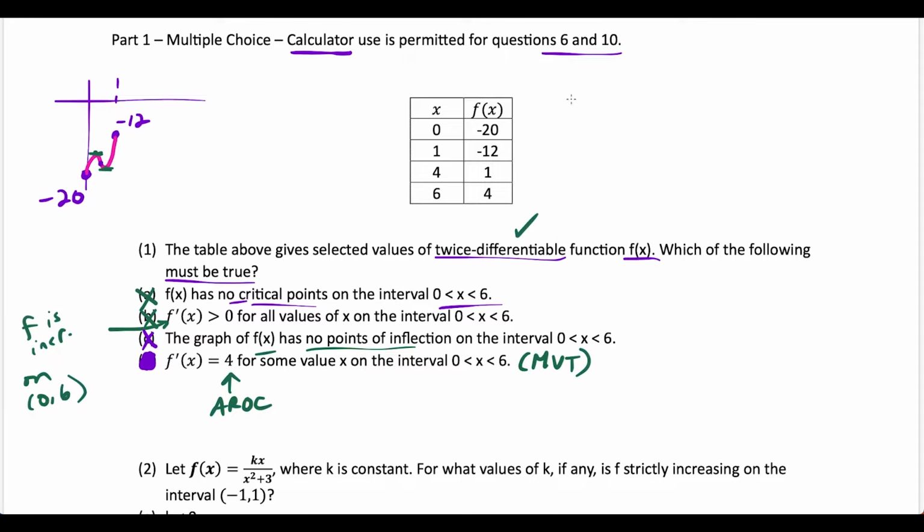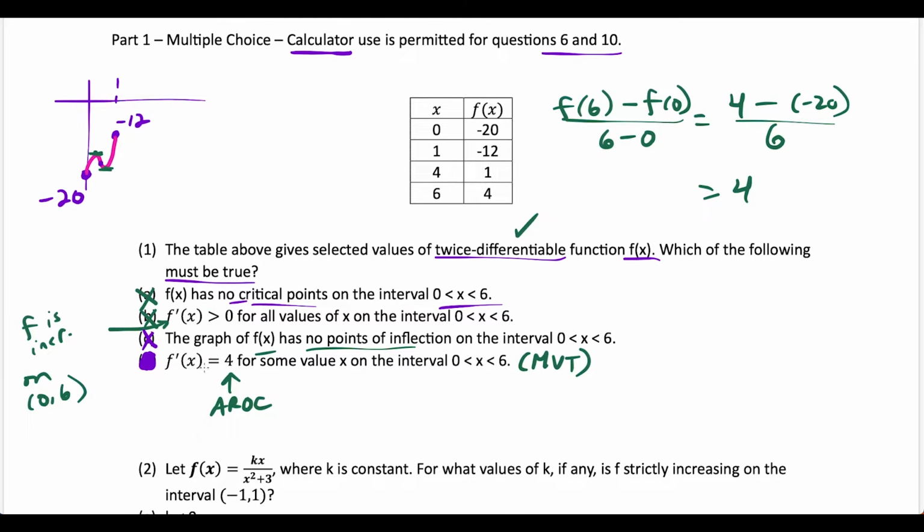And if we just wanted to verify here, we could find the average rate of change, f of 6 minus f of 0 divided by 6 minus 0. And now just use the table, we're going to have 4 minus f of 0 is negative 20. And we're dividing by 6 minus 0 is 6, and then 24 divided by 6 is 4. So there's that average rate of change we were looking for. Choice D is definitely our answer.